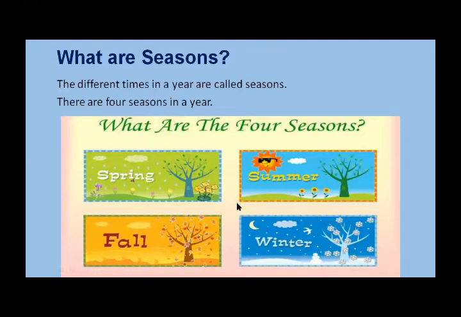Okay, got it? And the third is the fall season. Fall is also called autumn season. Autumn and fall are the same season. It means autumn comes when summer ends. When summer ends, the fall season comes. And the fourth and the last one is the winter season.